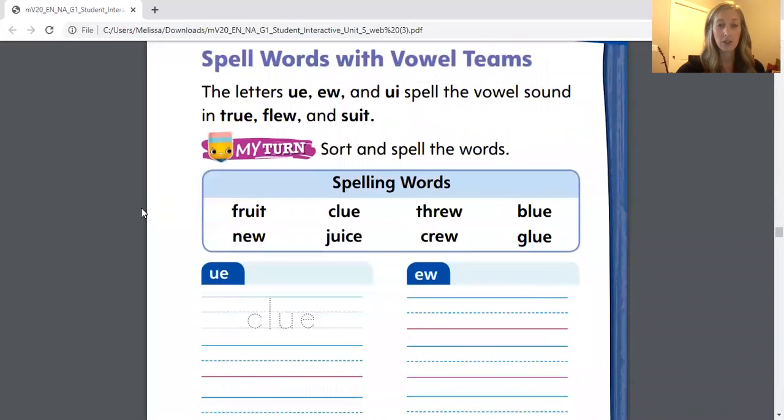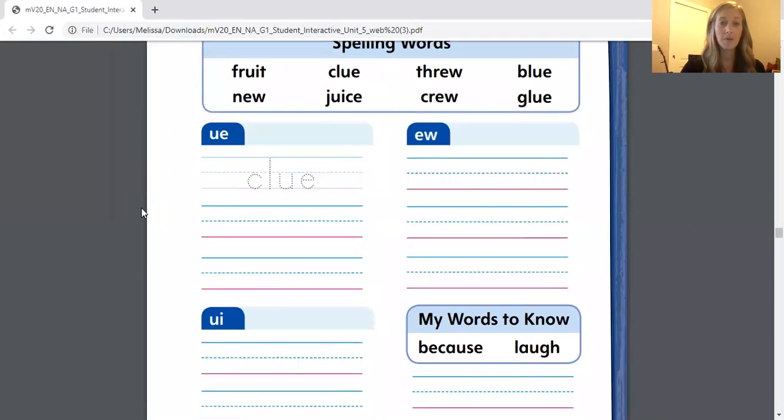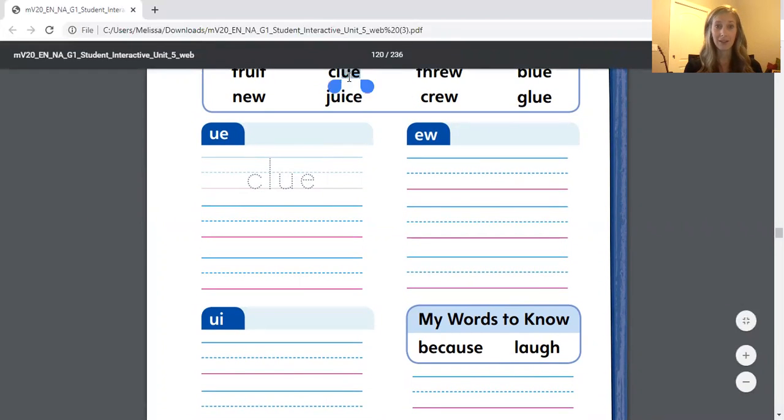And your job is to sort those words. So for example, clue has already been sorted for you. You can see the UE makes the OO sound in the word clue.